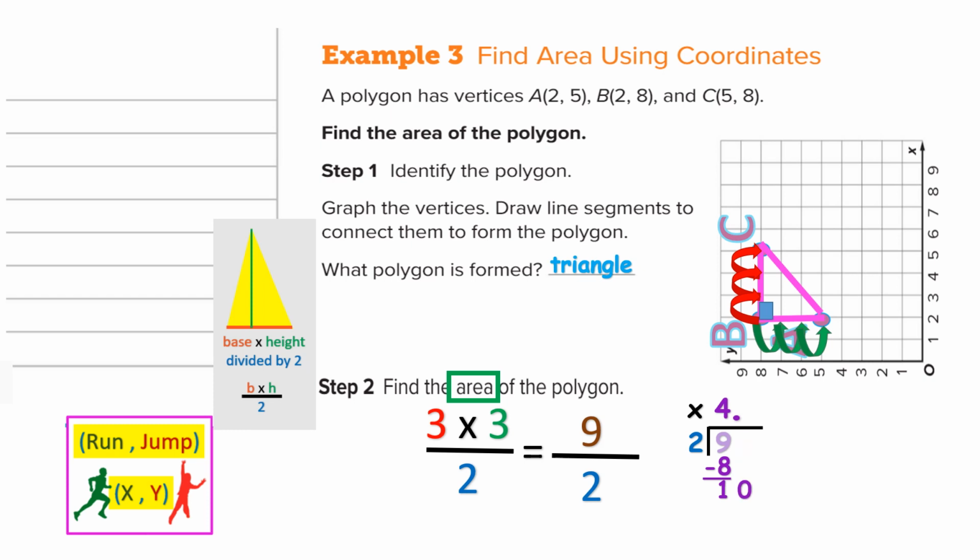So 9 minus 8 is 1. Add a decimal, add a 0, bring down the 0, and 2 goes into 10 5 times. So I end up with the area of this triangle, according to this graph, is 4.5 units squared. Don't forget on area, we have to square our label.